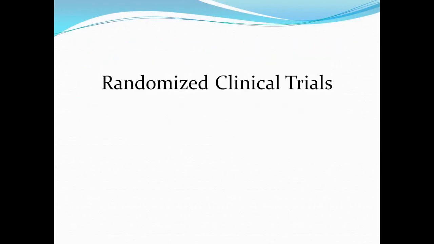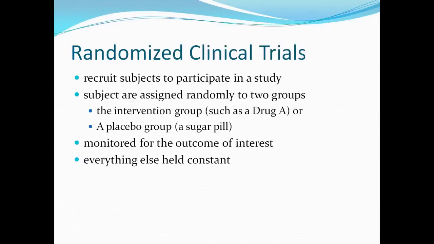And so the last type of research study I just want to summarize is a randomized clinical trial. In randomized clinical trials, researchers recruit subjects to participate in a study. And once a subject agrees to participate, they are assigned randomly to one of two groups. So they can be assigned to the intervention group, such as the group taking drug A, or a placebo group. And it's called a randomized control trial because there's no rhyme or reason to whether a woman ends up getting the actual drug or the placebo.